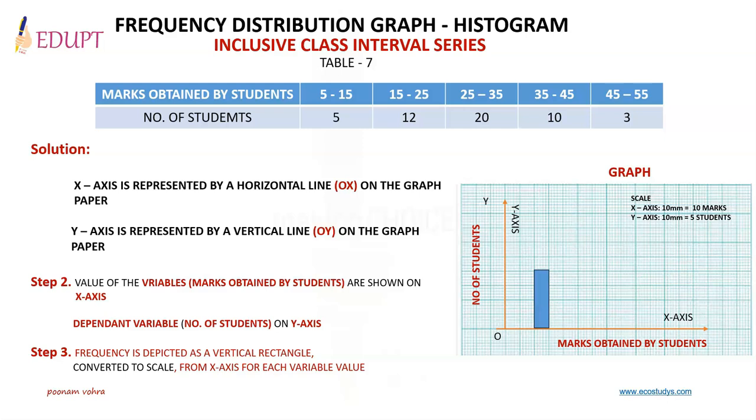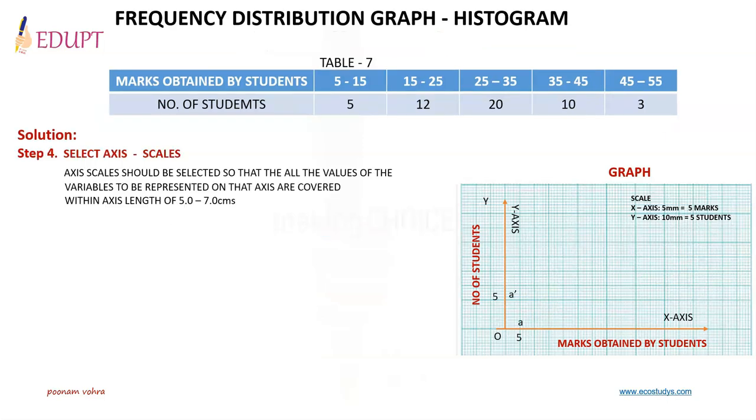Now take a graph paper, and the independent variable, like marks obtained by students, is taken on the x-axis, and the dependent variable, like the number of students, is taken on the y-axis. Frequency will be depicted as a vertical rectangle drawn to scale from the x-axis for each variable value. Then you need to select the axis and scales. Scales should be selected in such a manner that the values of the variables to be represented on that axis are covered within the axis length of 5 to 7 centimeters.